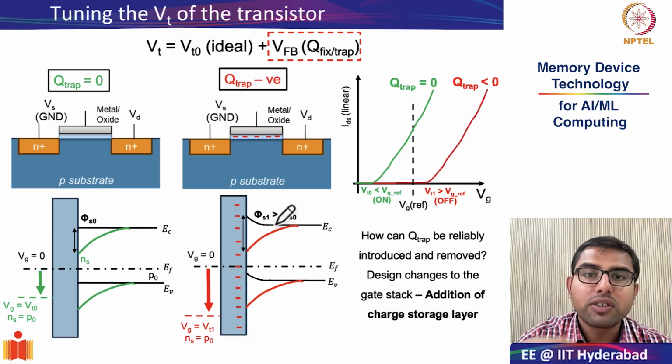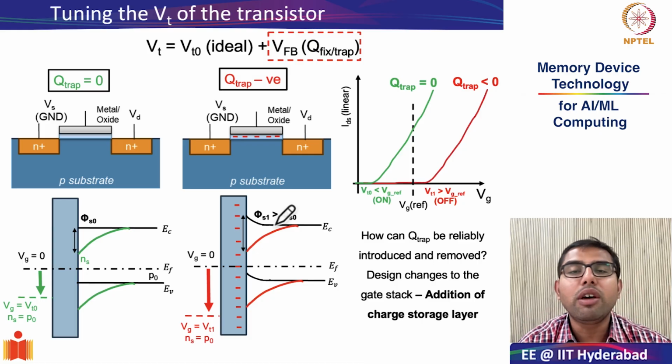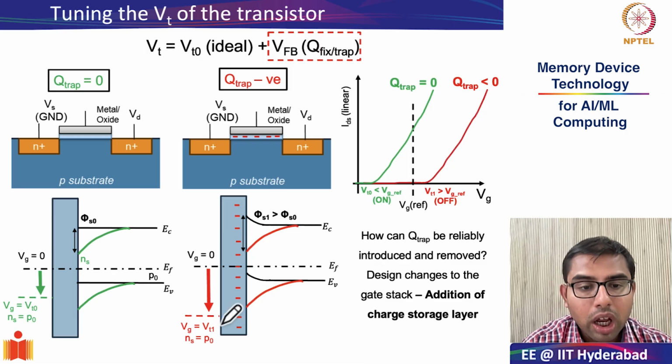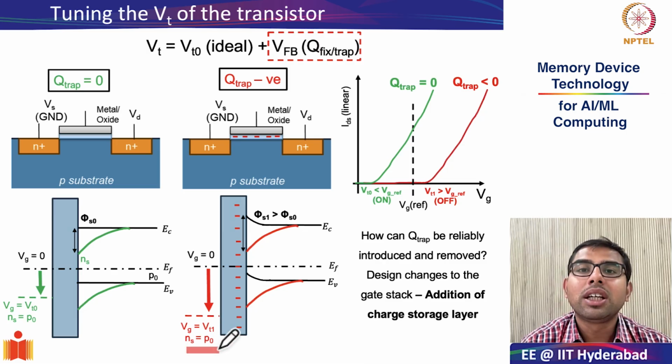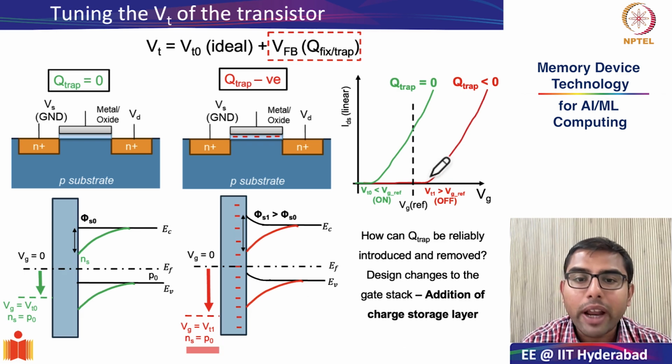That means that the number of surface electrons at the oxide and semiconductor interface will be equal to the number of carriers, p-type carriers at the bulk, right? And this is reflected by a higher threshold voltage as indicated by the red curve.